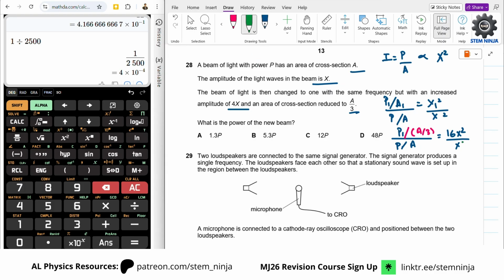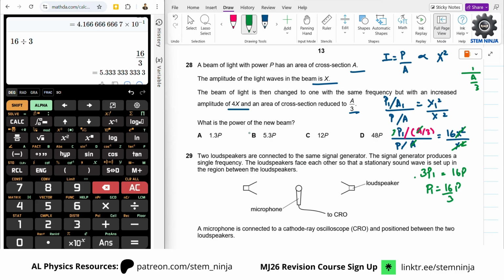So x squared cancels out with x squared, and A cancels out with A. So we are left with P1 divided by A over 3, which is like 3P over A. So 3P1 equals 16P, so P1 would be 16 divided by 3 times P. 16 divided by 3 is 5.3. Yes, thank God.